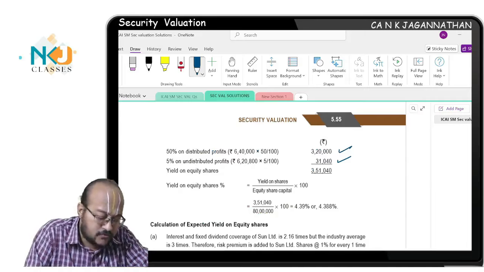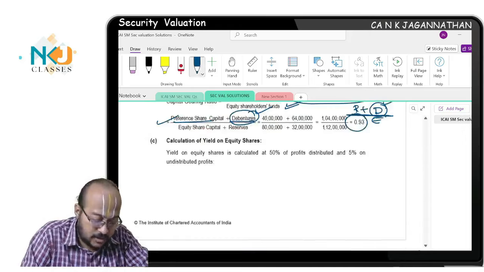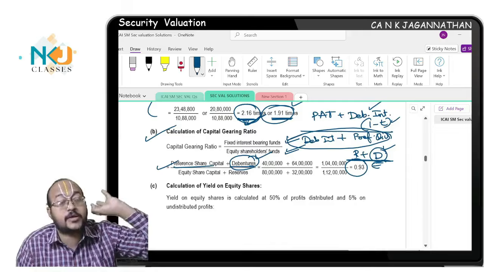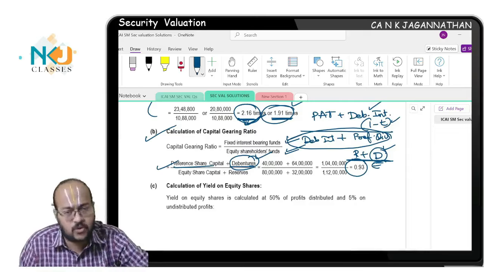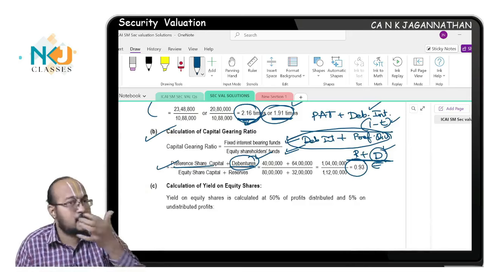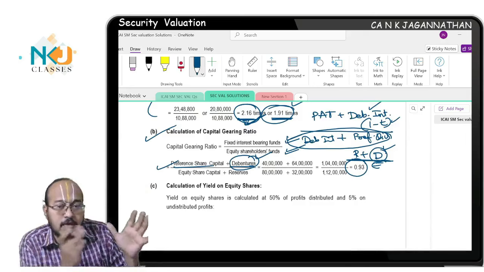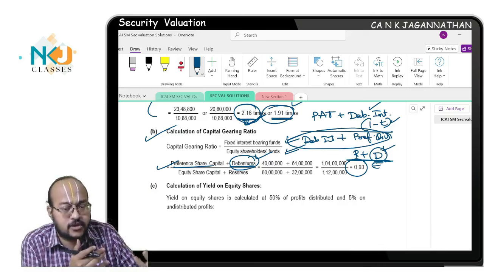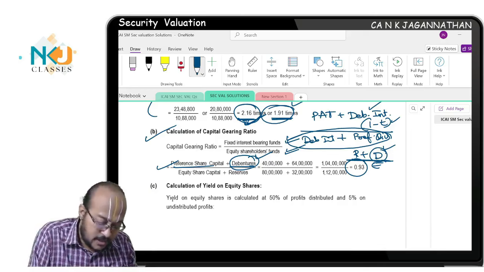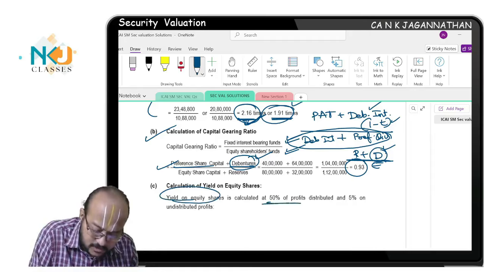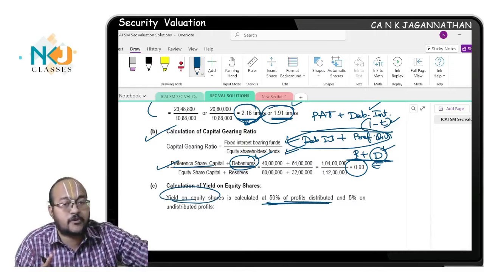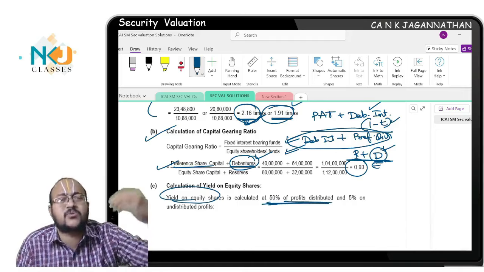How much is that? See, for computing yield, there is one more thing, there is an adjustment. As per this model, I don't take the total earnings. Of course, I should take the total earnings, but I can fix it in such a way. Valuation need not be the same, it depends on person to person; they can change the valuation method. Here they are saying the yield on equity shares is calculated on 50% of the profit distributed. I'm not taking 100% of the distributed profits as well as undistributed profit. Simply you can take the PAT itself.